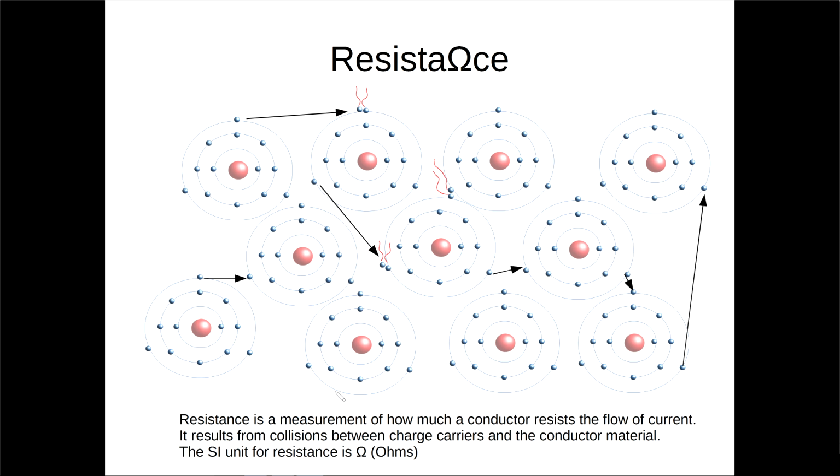The SI unit for resistance is ohms. The ohm is the unit of resistance. It's a measurement of how good a conductor conducts electricity. So again, the higher the resistance, the more it resists current flow, and the worse of a conductor it is. And the lower the resistance, the better of a conductor it is, the less it resists the flow of current, and the fewer collisions we'll have, the more efficient that conductor will be.